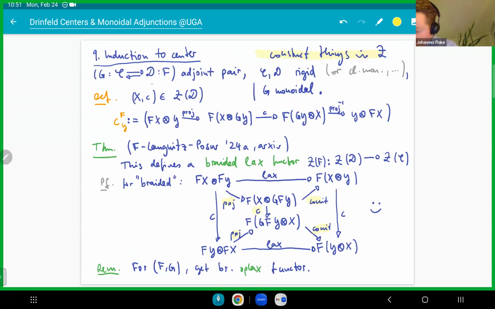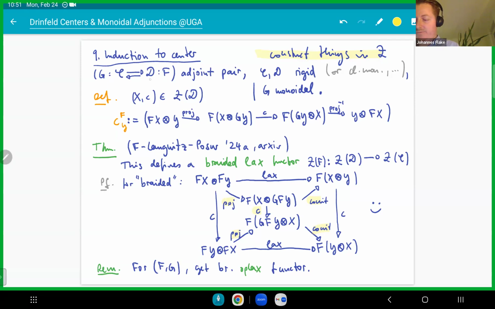So we are still in the same situation. We have F and G in an adjoint pair, C and D are rigid, and G is monoidal. So in particular, by the second previous slide, we have the projection formula isomorphisms. Now we can use these projection formula isomorphisms to lift braidings from D to C. And actually, that is some of the idea.